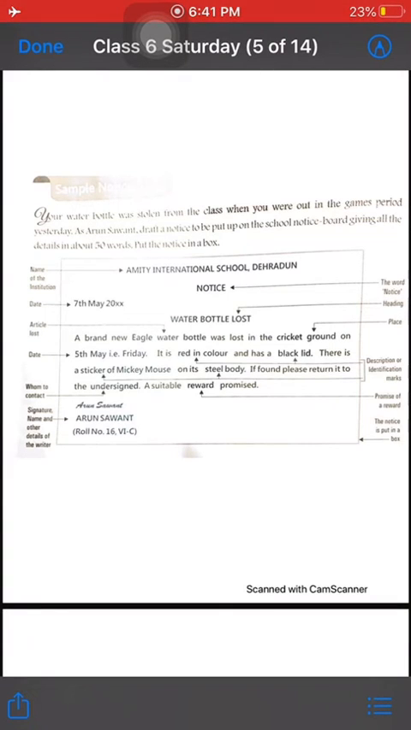So remember this thing, you have to use the bold letters while writing name of the school. And city should also be there. Then the notice word is there, which you again have to write in the bold letters. Then the date, and the title heading, which is water bottle lost, or you could write lost. Now see the way he writes the body: a brand new Eagle water bottle was lost in the cricket ground on 5th May, that is Friday.